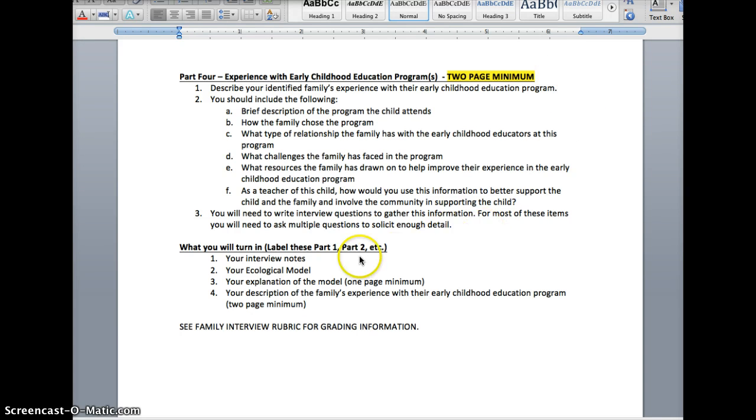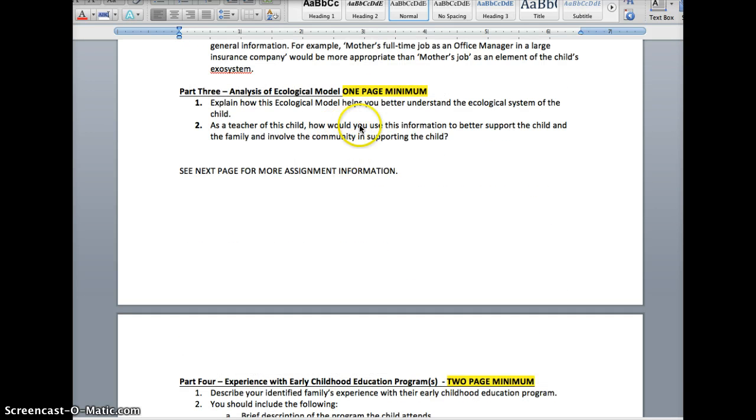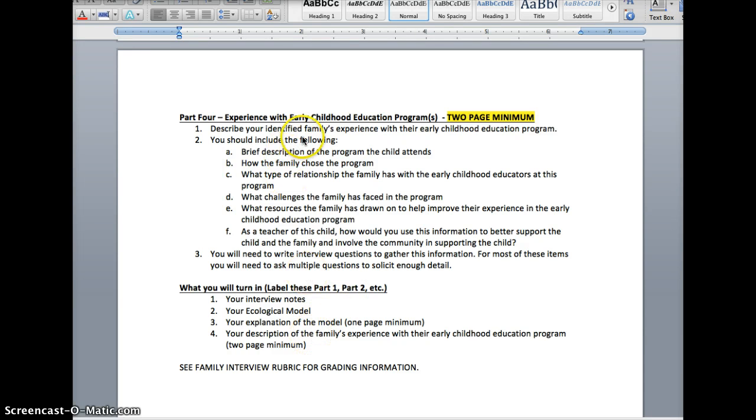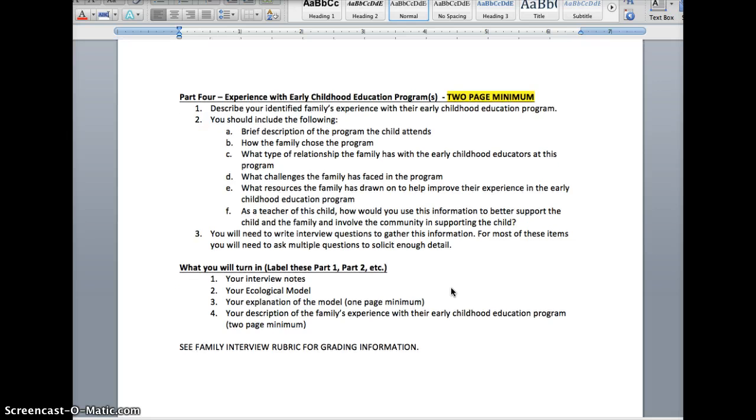So when you're turning this in, you have 4 sections: your interview notes, your ecological model. Again, it can be a drawing where you fill in the different components of each system, or it can just be a list. Your explanation of the model, along with suggestions. Then part 4 is your description of the experiences that the child has experienced in the early childhood education program. So that is everything for the assignment.